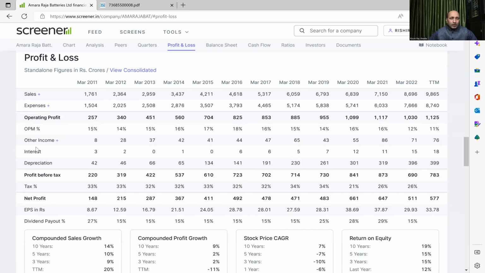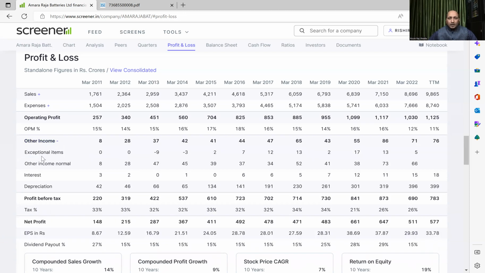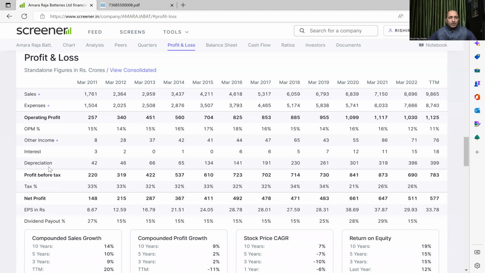Now you can go downside. You can see this other income. If you want to go behind, then you can see what are the exceptional item, other income. This I have given. This is not of much importance.